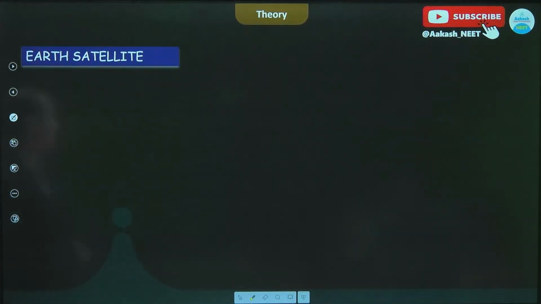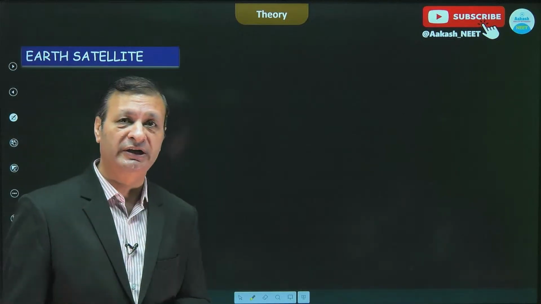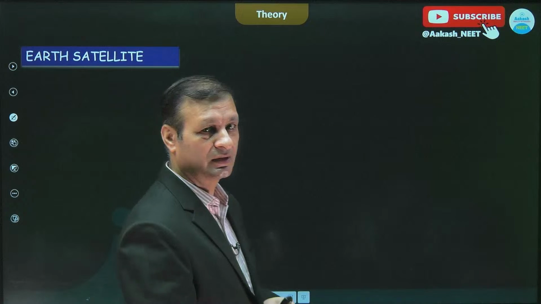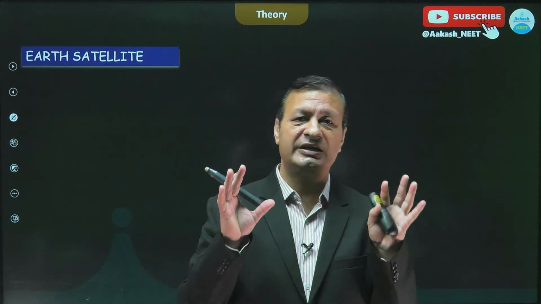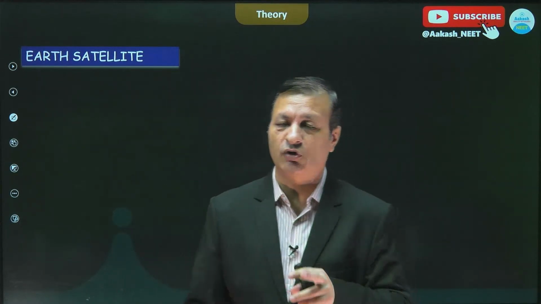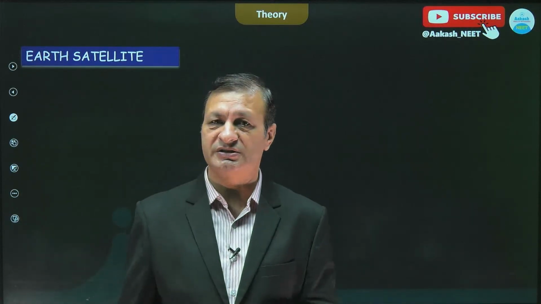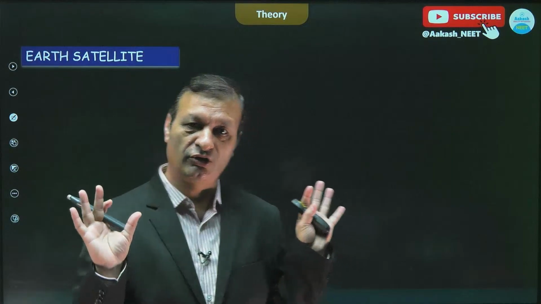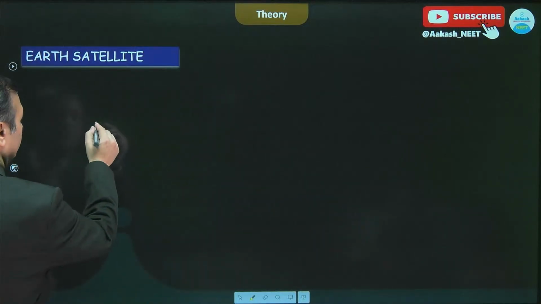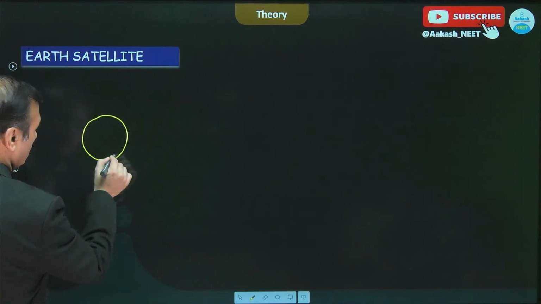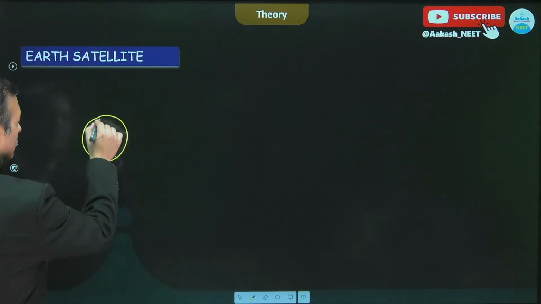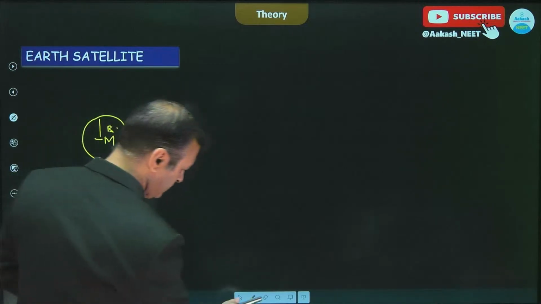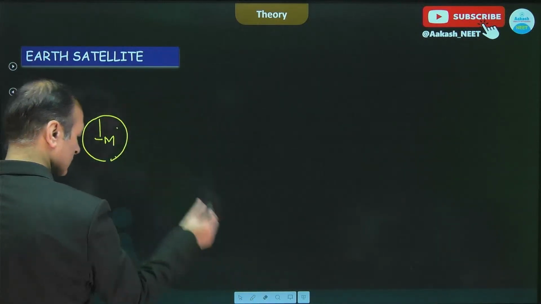Then we have satellite. So this is again important. Earth satellite. So what do you mean by satellite? Any heavenly body that keeps revolving around a given mass in a well-defined orbit, that is called a satellite. Got it or not? So this is your Earth. Mass is M, radius is R.